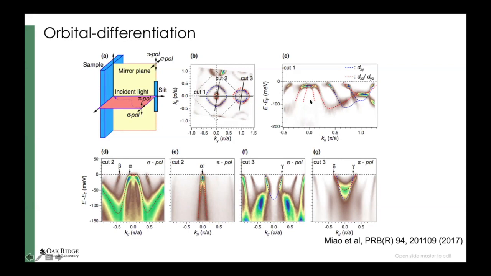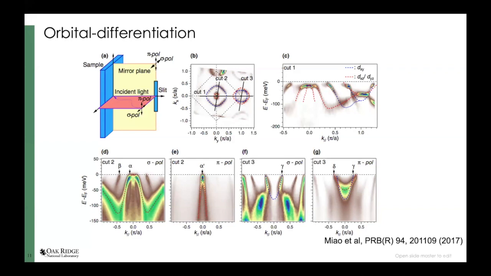at the gamma point, the two, which we call alpha and alpha prime hole pockets, have primarily XZ and YZ orbital. The larger hole band has a dominant DXY orbital. On the electron side, the inner pocket primarily has DXY orbital character, while the outer one, which we call the delta band, has primarily DXZ and DYZ orbital characters.